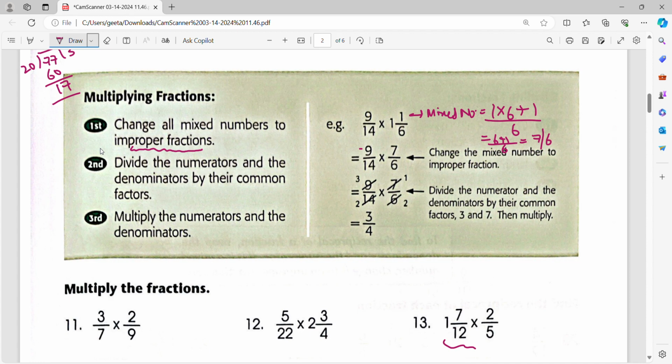Similarly, 6 and 9 both are multiples of 3. 3 twos are 6 and 3 threes are 9. Now next thing is you multiply. We are left with 3 into 1 over 2 into 2. 3 into 1 is 3, 2 into 2 is 4. I hope I am clear here.